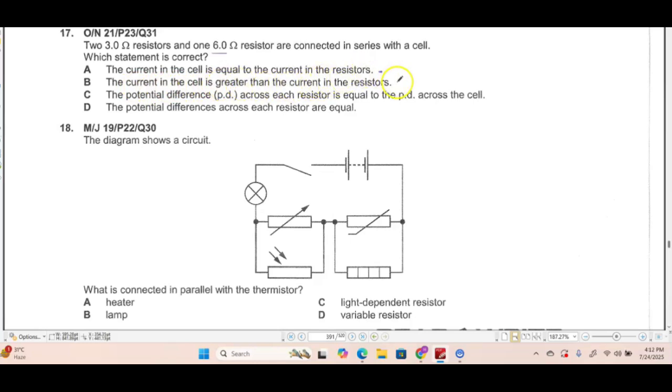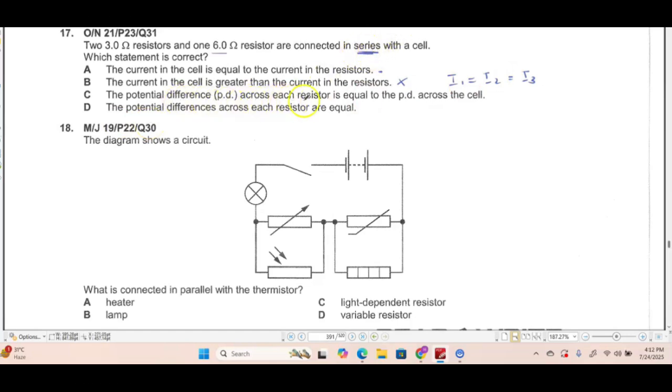No, the current in the cell can't be greater than the current in the resistors, because in a series circuit, I1 is equal to I2 is equal to I3. So the current is the same. Okay, so greater to ho nahi sakta. And these are connected in series with the cell.